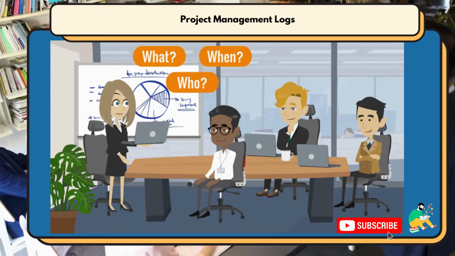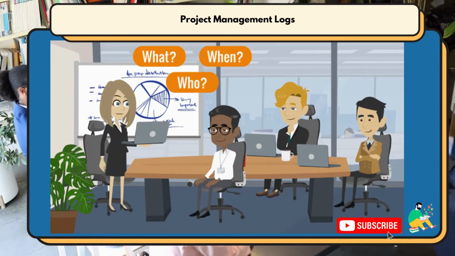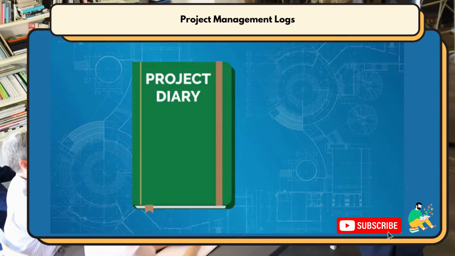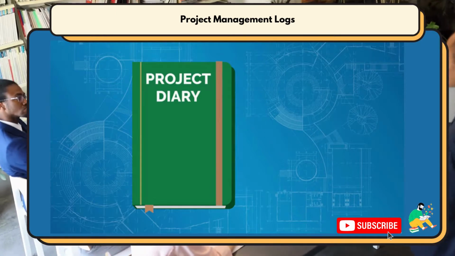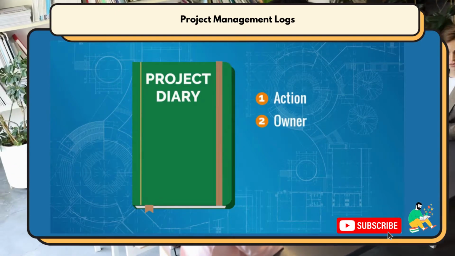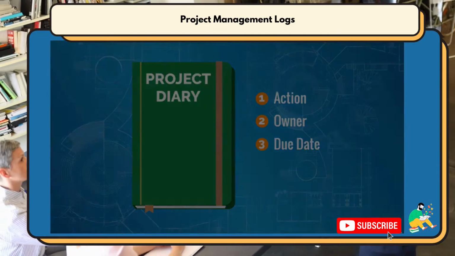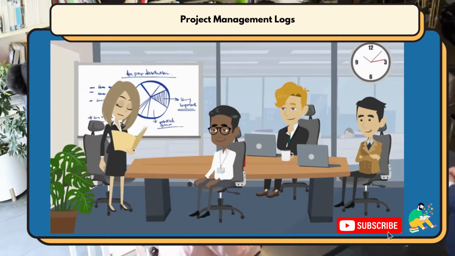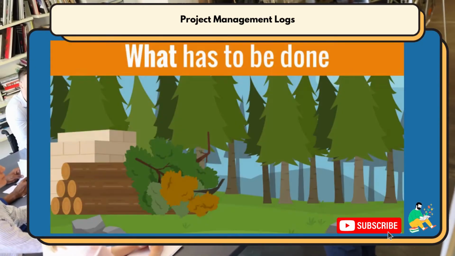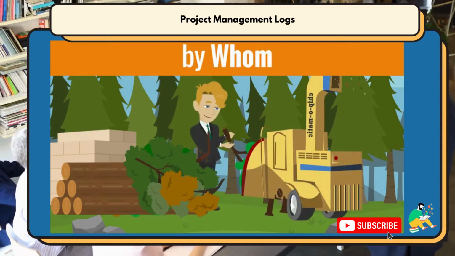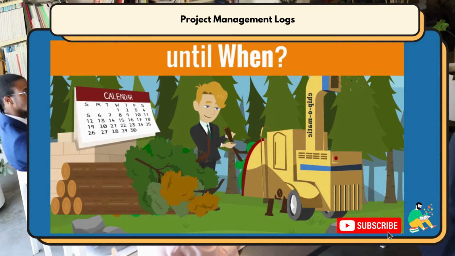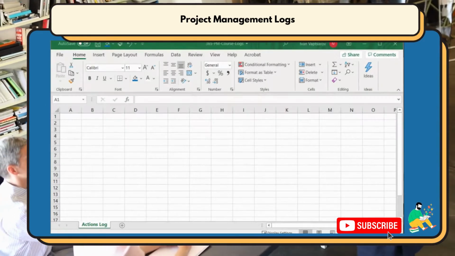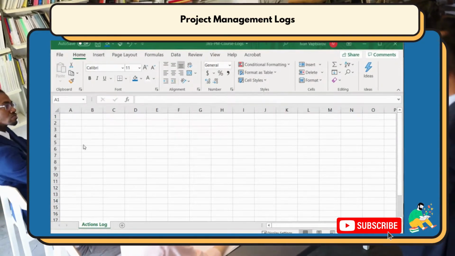During the execution phase lessons, we already introduced the basis of all these logs, the project diary. Remember what the three fields were that it includes? Action, owner, and due date. This is the ultimate project management recipe for getting things done, documenting explicitly in a written format what has to be done, by whom, and when. Remember this formula as it has tremendous effects. So let's switch to Excel and develop our first log.